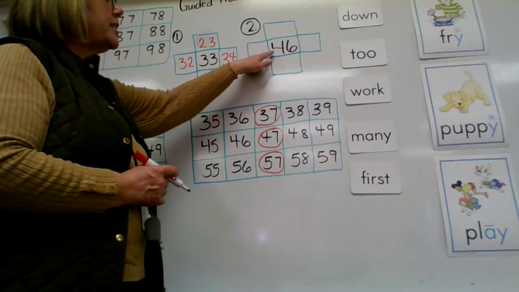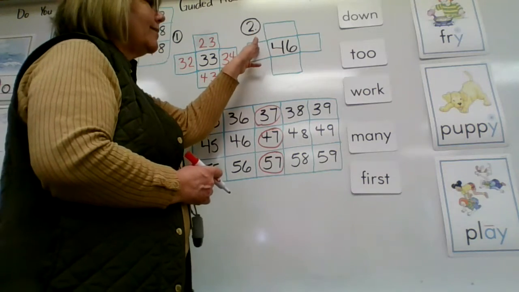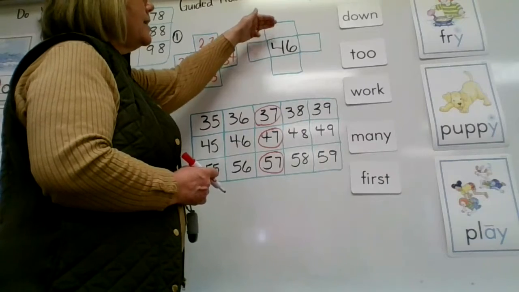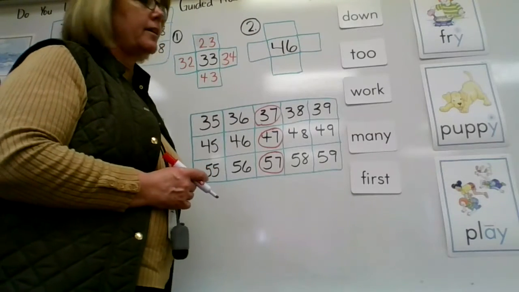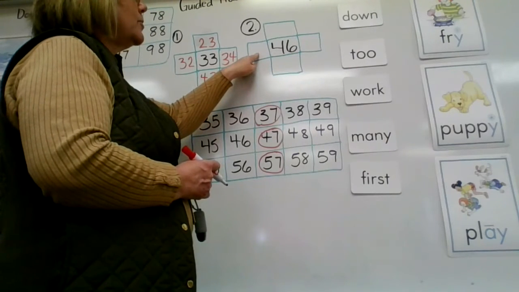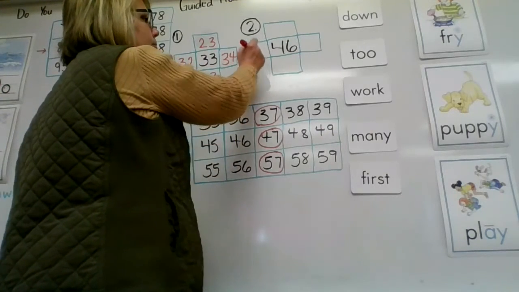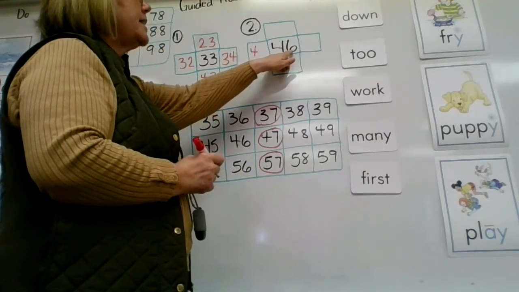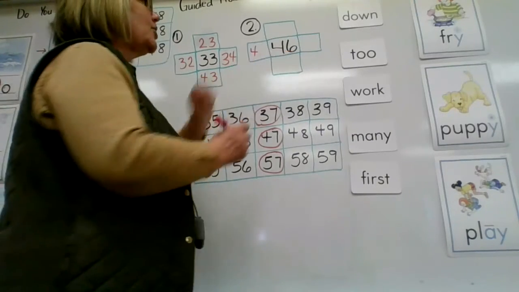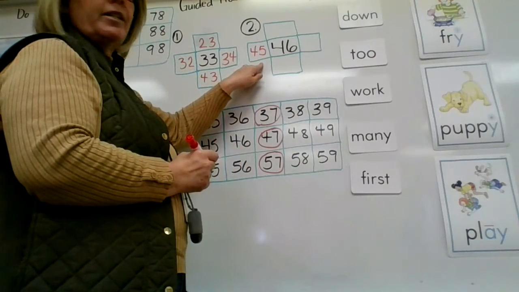So let's look at the number 46. Again, we want to find the number that is 1 less and 1 more than 46, and 10 less and 10 more than 46. So if we want to find the number that is 1 less, the number in the tens place is not going to change. That's going to stay a 4. And 1 less than 6 is what? Did you say 5? If you did, you are correct. 45 is 1 less than 46.